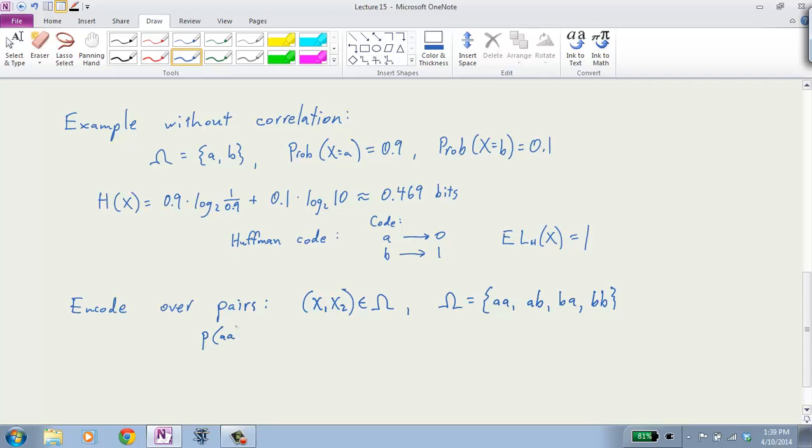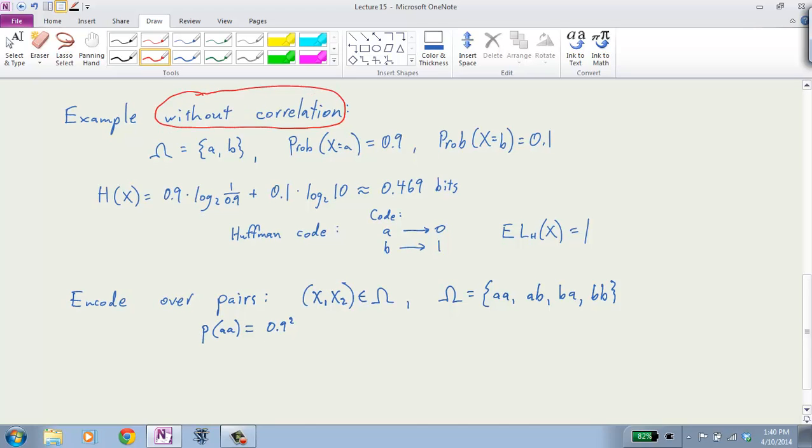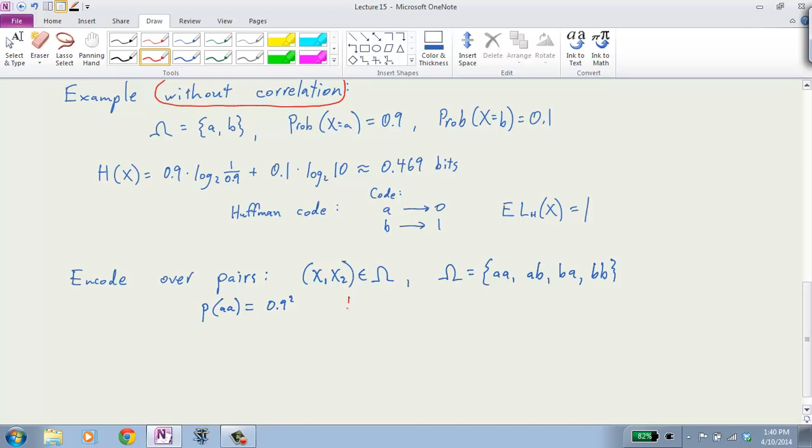Probability of AA equals 0.9 squared, because up here I wrote that we are doing this example without correlation. We're assuming that the letters are independent. Don't think of actual English. These are independent samples of something. So by independence, that is 0.81.